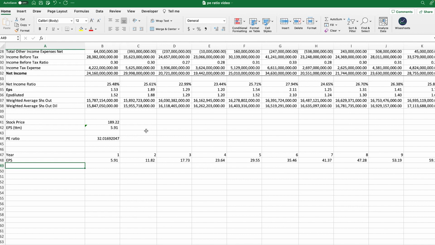Once you know how it is that you can calculate the PE ratio of a particular company, the most important question is, what does the PE ratio tell you about a particular company?